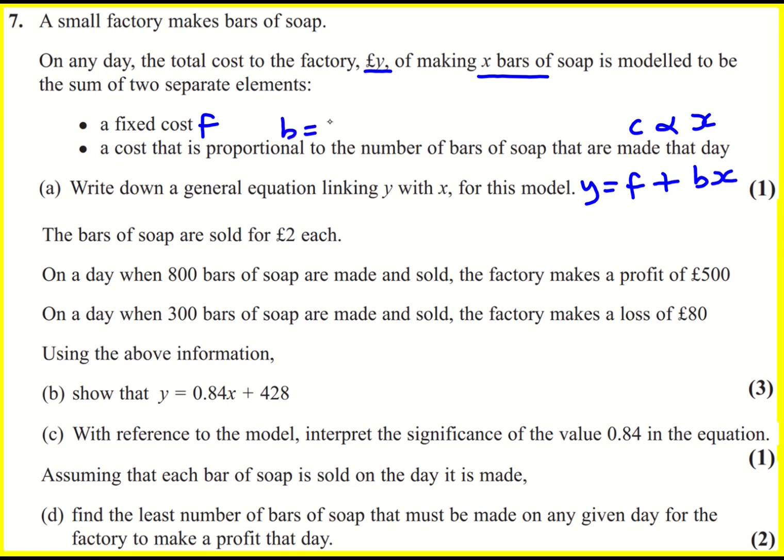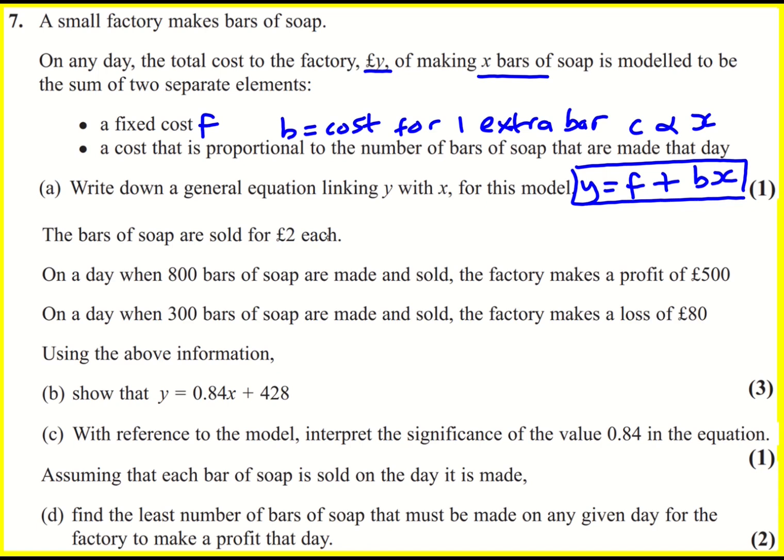So B is the cost for one extra bar. I just want to say it's not the cost of one bar, because I've got a fixed cost as well. I'm just trying to make that clear. And that's our answer. As long as you can write down something in the form y equals mx plus c, and you define your parameters, then it'd be absolutely fine.